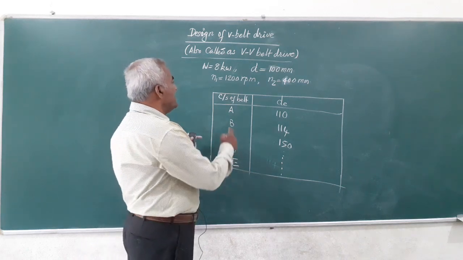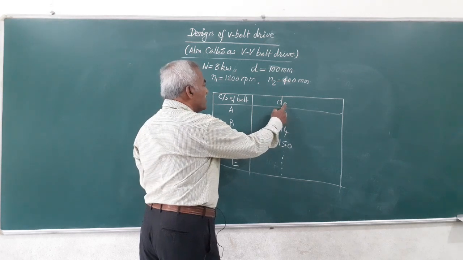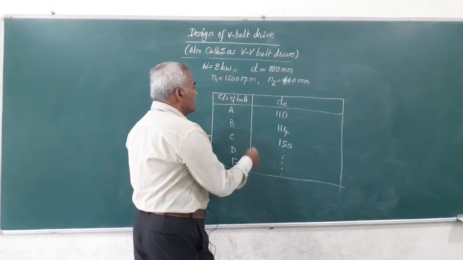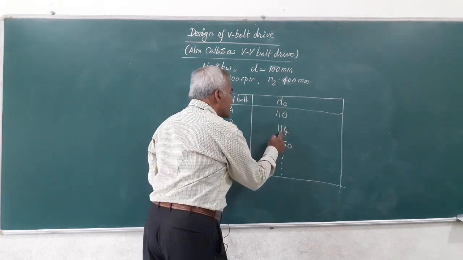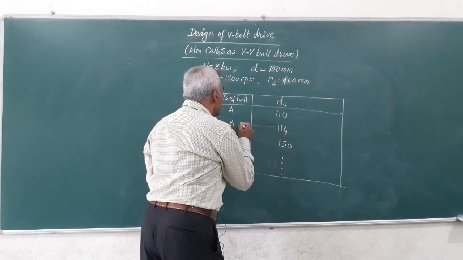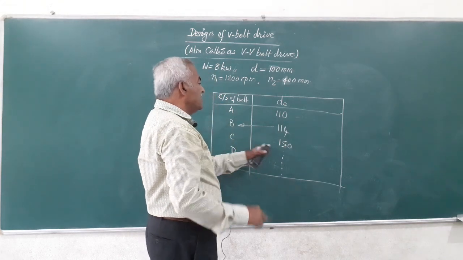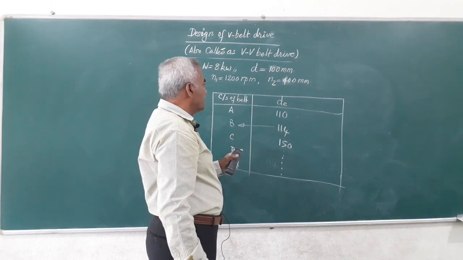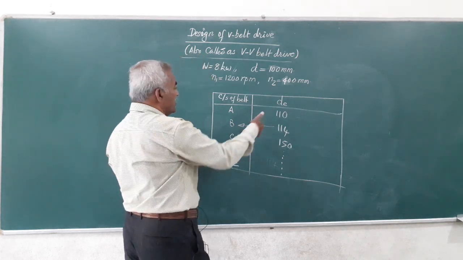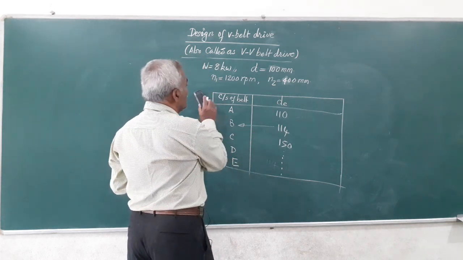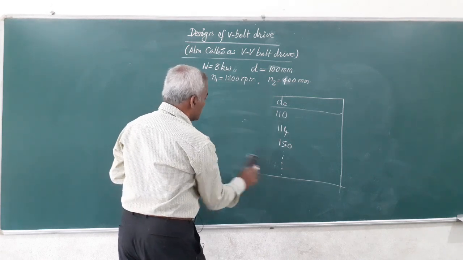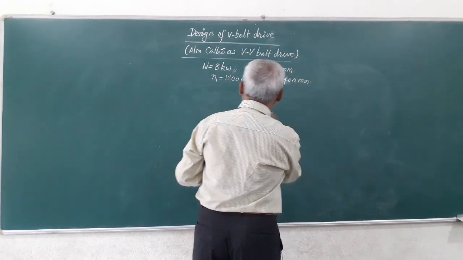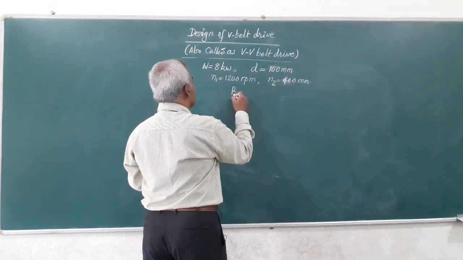And friends, depending on the value of DE you obtain, you are going to select a cross section of the belt. For example, if you have got this DE equal to 114, you are going to select B cross section. If you are getting more than 114, you should select C section. Friends, so in this problem, according to the value of DE, we are going to select B cross section.